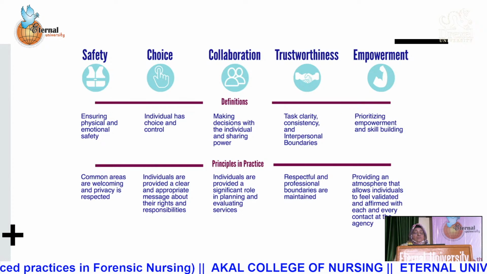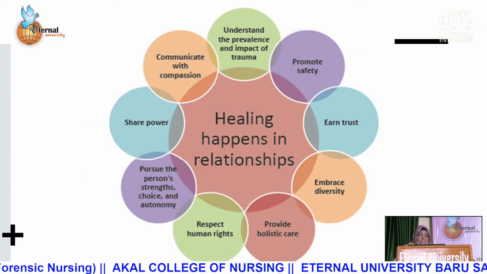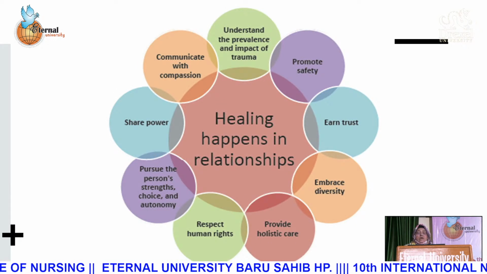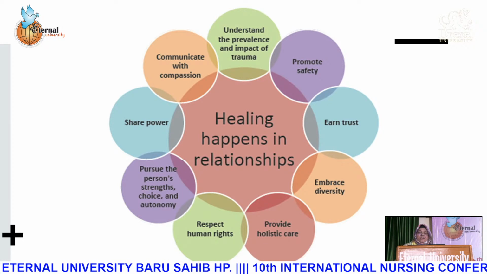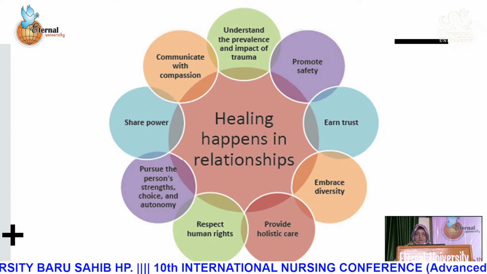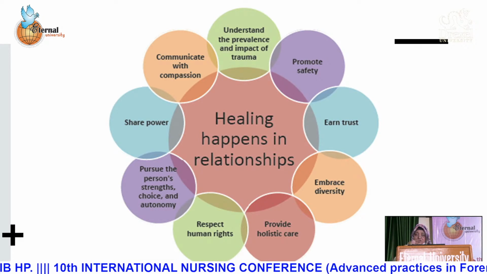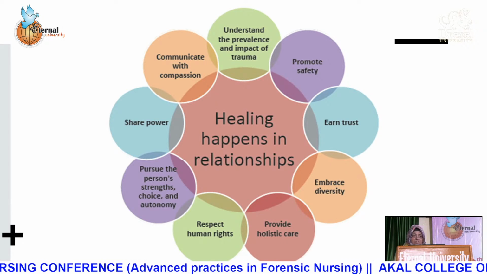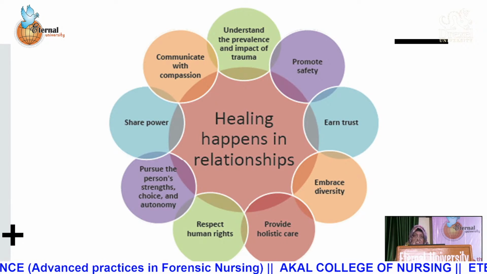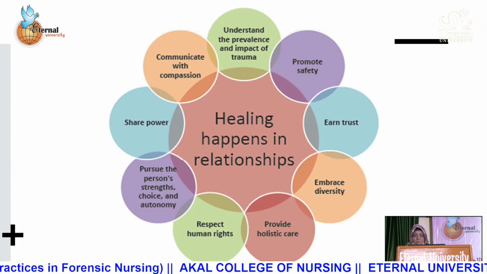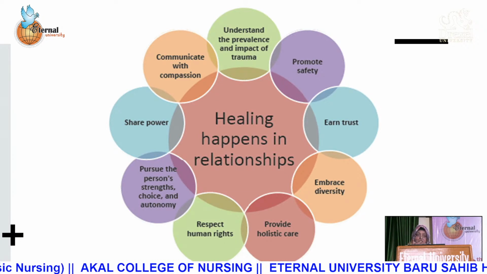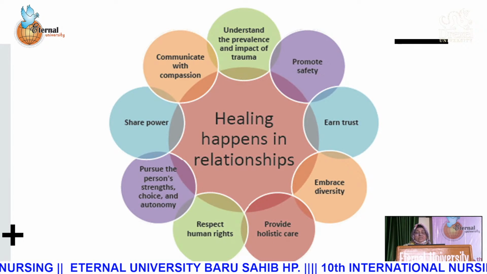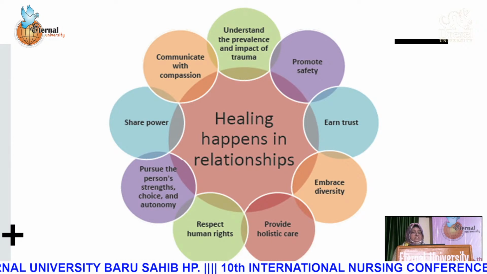Then, what is this TIC? TIC as a process. Healing happens in relationship. So in TIC, what we do, we understand the prevalence and impact of trauma. If we see trauma in different individuals, it is different. Some people are more sensitive, some people are less sensitive. But some people, because of their personality, come out of the trauma quicker than others. So it depends upon the personality. So understand the prevalence and impact of trauma, how much it has happened to them.